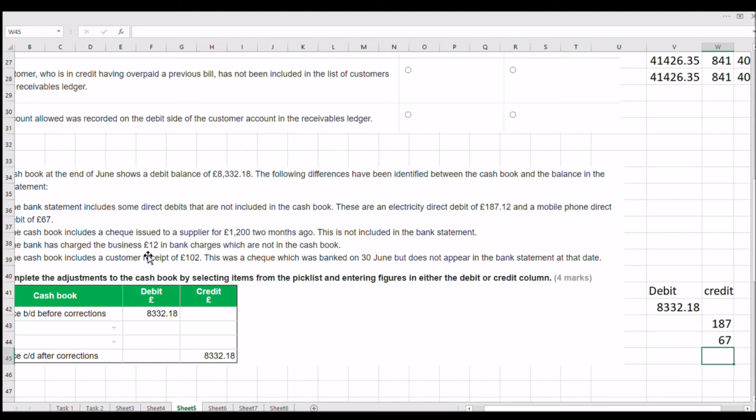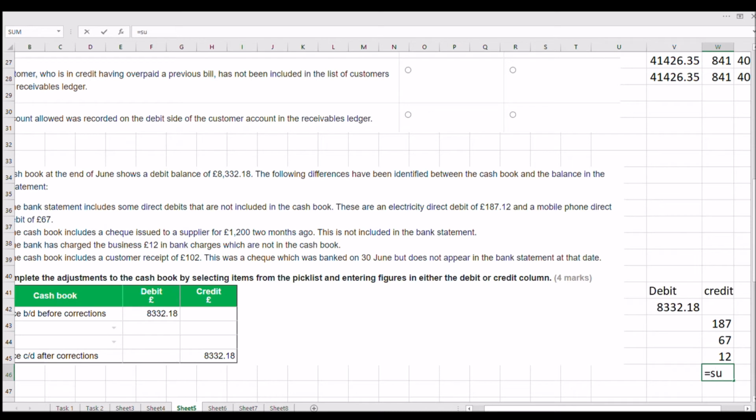Okay, and the cash book includes a check that is issued to suppliers, so that's an unpresented check that will be in the bank reconciliation. And the bank has charged £12 worth of bank charges. Okay, so £12 worth of bank charges going in as well. And the cash book includes a customer receipt, so an outstanding lodgement of £102, so that's going to go in the bank reconciliation.